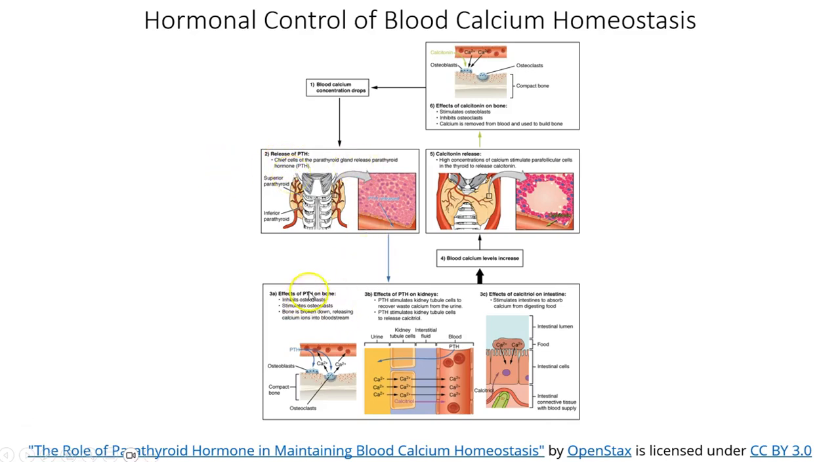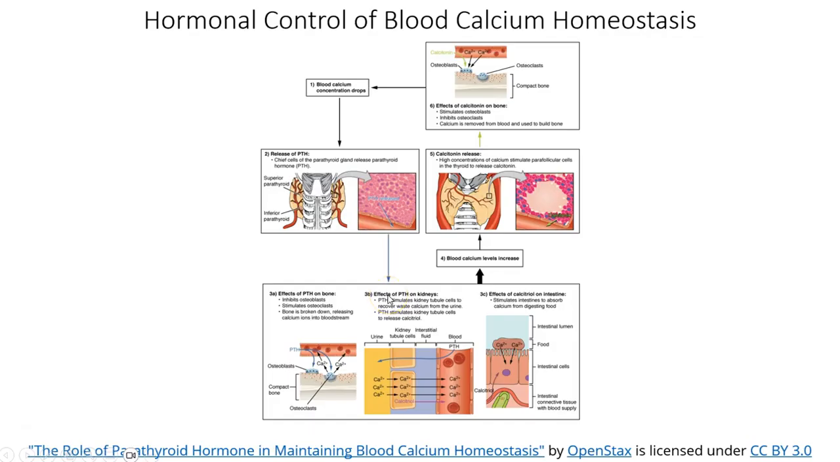Those are going to act on 3 different areas of the body. So first, it's going to act on bone. So we're going to inhibit those osteoblasts. So we're going to stop building bone. Building bone takes calcium, and if we have too low blood calcium, then we do not want to be pulling that out of the bloodstream to build bone. It is going to stimulate osteoclasts to increase function. And they're going to start breaking down that bone to release more of that calcium into the bloodstream.